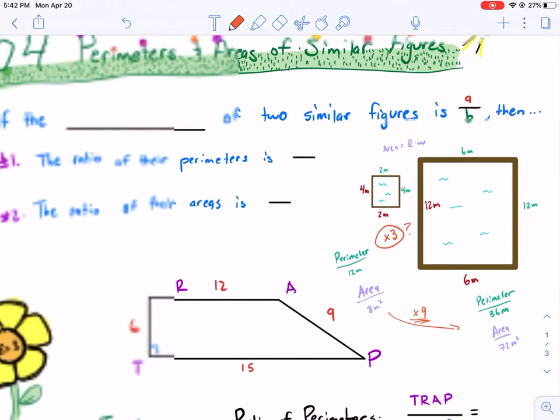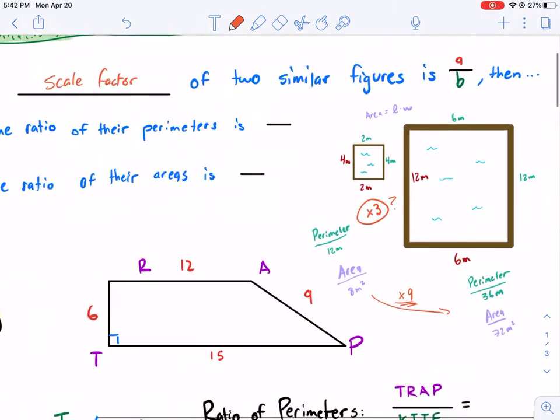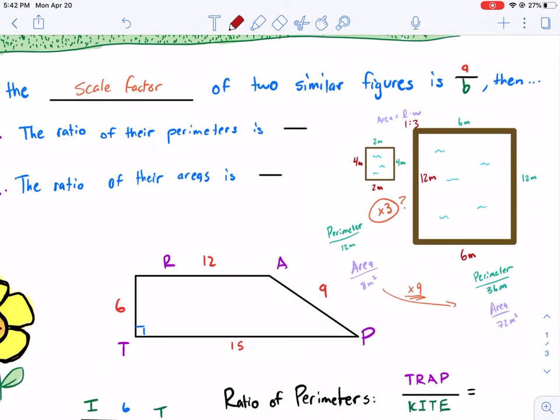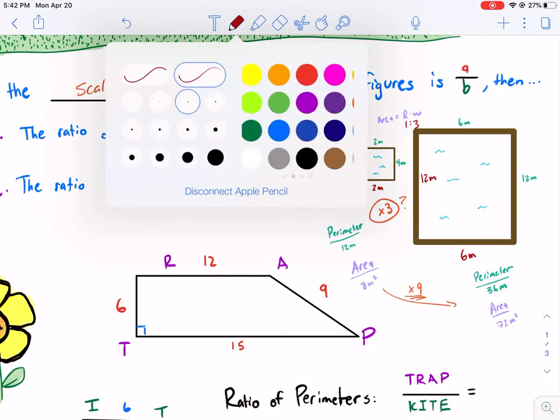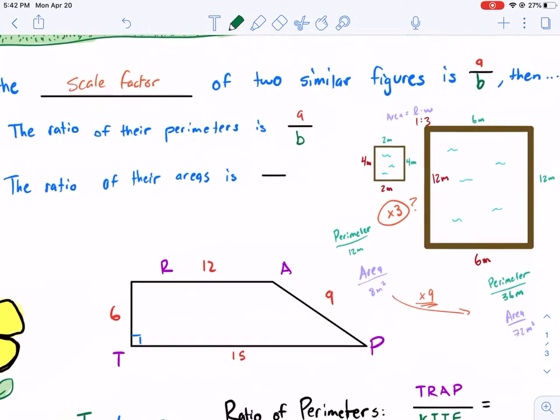So if we're talking about similar figures, if the scale factor of two similar figures is A to B, in this case it was 1 to 3. The smaller figure was a 1 to 3 ratio with the scale factor, and we're talking about the length there. So scale factor 1 to 3. Then the ratio of the perimeters is the same. We already determined that. If it's a scale factor of 3, the perimeters stay the same ratio, so it's still going to be A to B, 1 to 3. The ratio of the area, though, what did it become?